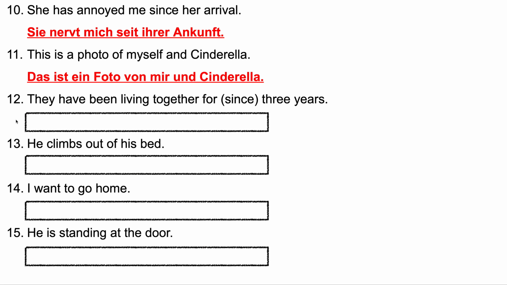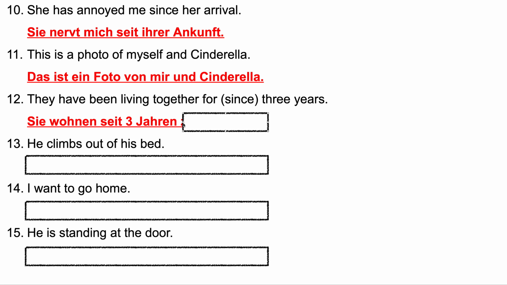We have number 12. They have been living together since 3 years, or for 3 years. Since we're using this as a continuation into the present, again, we're going to be using the present tense. We start off with "they," which is sie, and then "living," which is "to live," sie wohnen, and then "together," which is zusammen, and then we have "since," because we have a particular period of time, seit 3 Jahren, since 3 years ago, and then we have the separable prefix zusammen, together. So, sie wohnen seit 3 Jahren zusammen. They live together for 3 years, or they have been living together for 3 years.